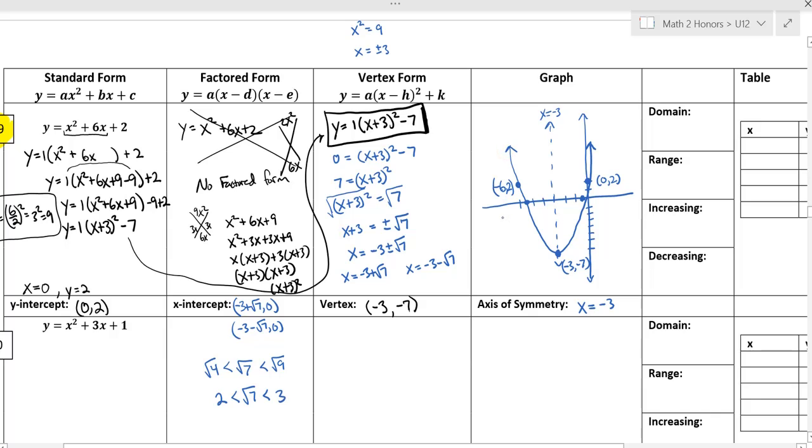And I'll label my x-intercepts. So the one on the left side is the -3 minus square root of 7, comma 0. And the one over here is going to be -3 plus the square root of 7, comma 0.